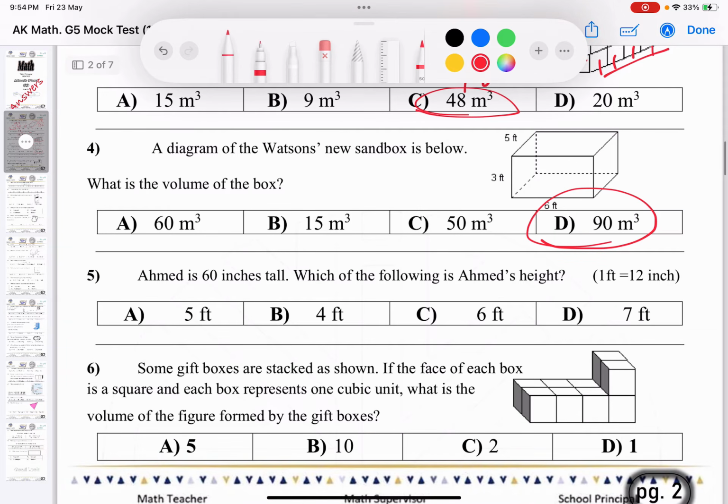Okay, question number 5. Ahmed is 60 inches tall. Which of the following is Ahmed's height? So we need to convert from inches to feet. We have here the conversion; in each question if we have to convert, we have the conversion. So we have here 60 inches. 60 inches equal how many feet? So 60 divided by 12. 60 contains how many 12? 12 and 12 is 24, 24 and 12 is 36, 48 and 60. So we have here 5 feet.